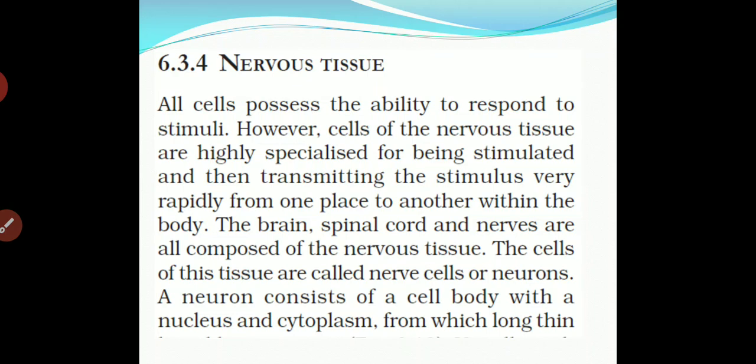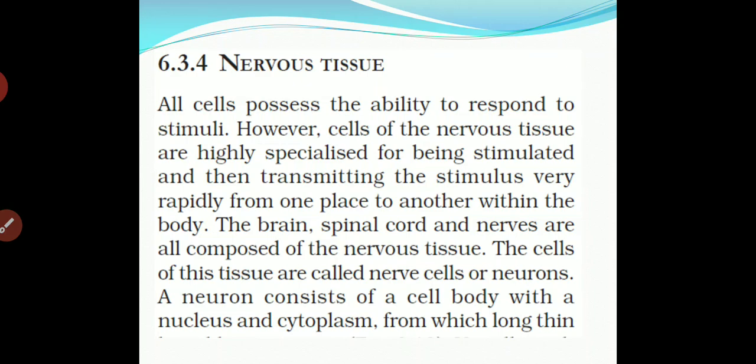However, cells of nervous tissue are highly specialized for being stimulated and then transmitting the stimulus very rapidly from one place to another within the body. The action a particular organ has to take in response to that stimulus is transmitted from one place to another by nervous tissue.